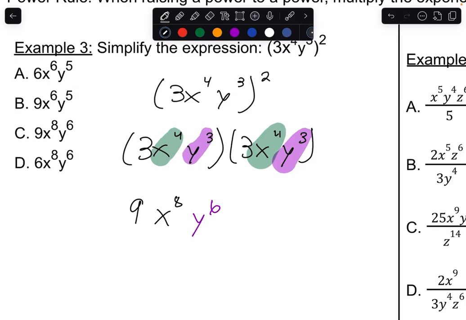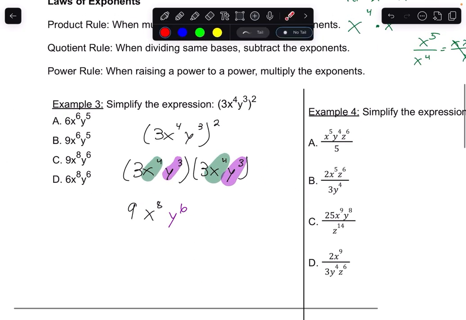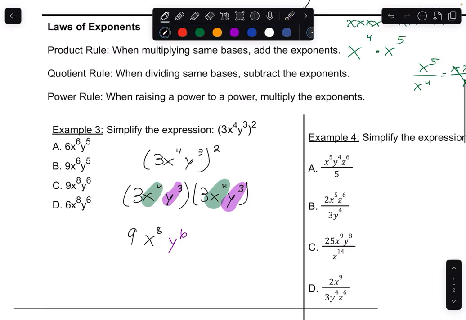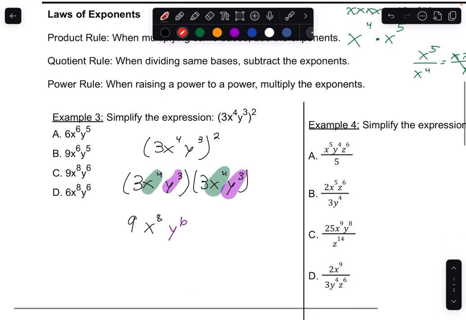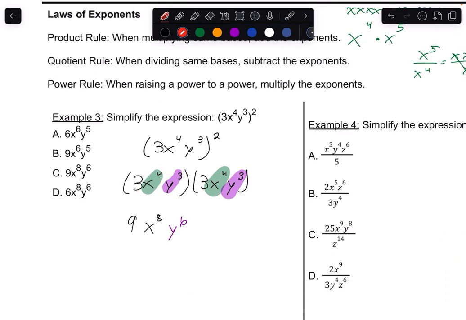Now, you could just use the little shortcut. If you have an exponent to exponent, just multiply. 3 times 2 gets you 6. 4 times 2 gets you 8. Just be careful. The 2 also goes with your 3. It's not going to be 3 times 2, though. It's 3 raised to the power of 2. So just be super careful there. So in this case, it worked out to be, is that C? C.